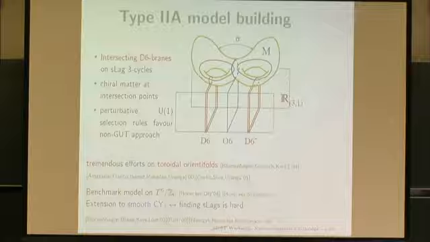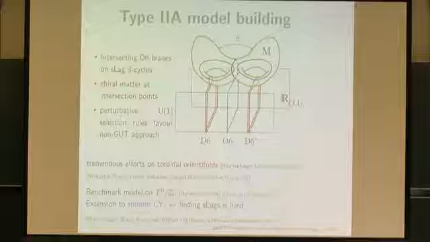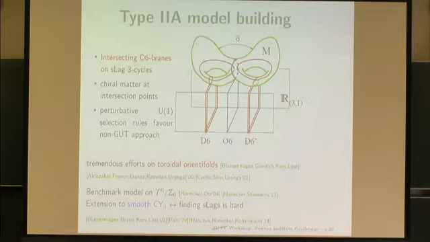This has been studied in great detail on toroidal orientifolds. I think one of the best models, again, is a T6 over Z6 by Gabriele, and further study then also in this paper. Extension to smooth Calabi-Yau is interesting but challenging because finding special Lagrangians on Calabi-Yaus is difficult.